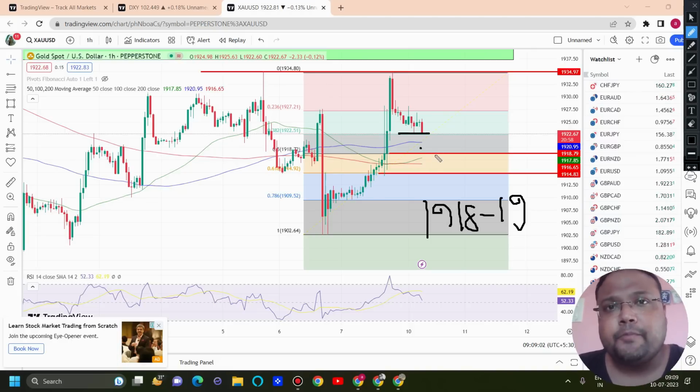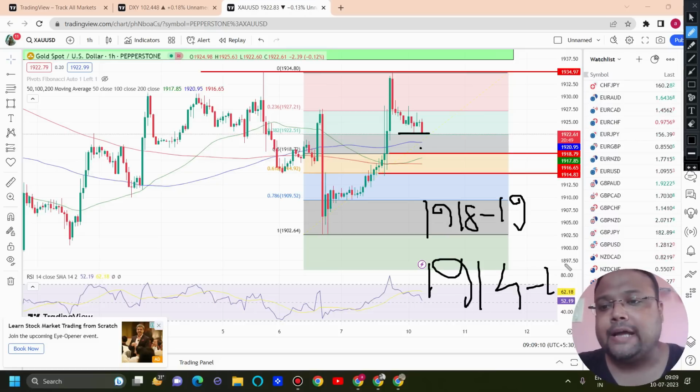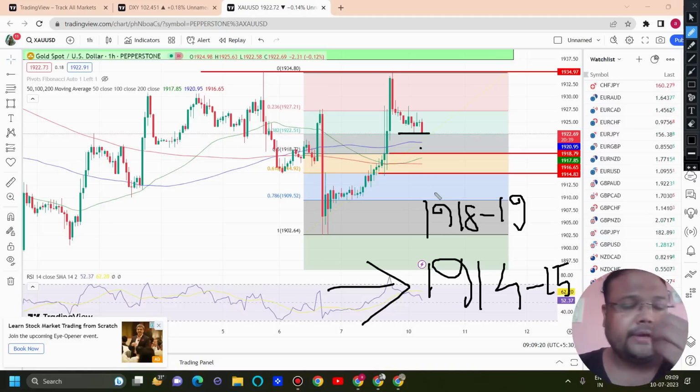In case market breaks it, in case market shows volatility, then obviously this may not work, and then you need to focus on 1914 to 1915. This is the second support on the chart of gold for the day. And here also we can expect a temporary bounce. If market bounces, we can expect to make around 30 to 40 pips from the 1914 level, because it is a little bit stronger in comparison to 1918 to 1919.